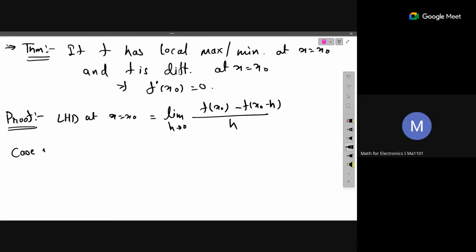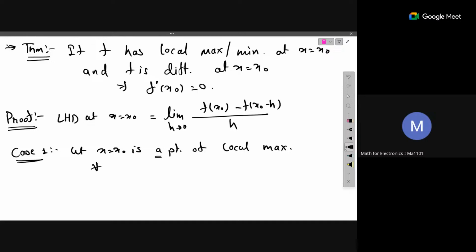So case first will be, let us have a local maximum. Let x equals x naught be a point of local maximum. Here I am referring to a point of local maxima because for a function there could be several points of local maxima. It's not the case that there will always be a unique point of local maxima. We can have several points of local maxima. So suppose here we are taking a particular case where I am assuming that the point is a point of local maxima, right? So if it is a point of local maxima, then what happens?